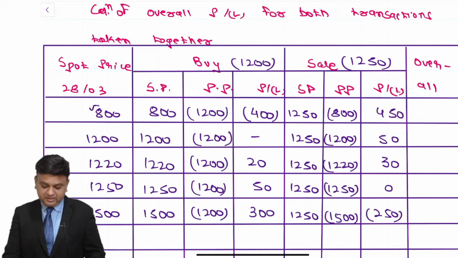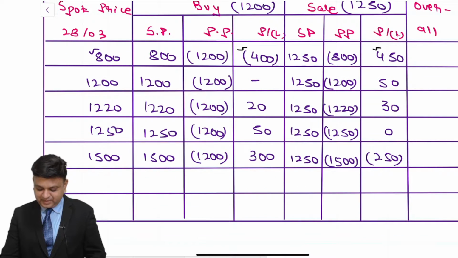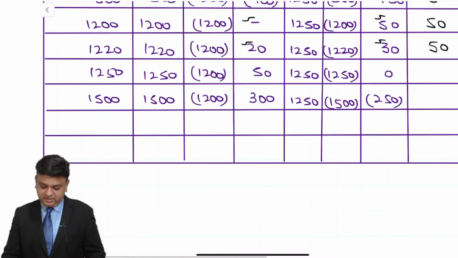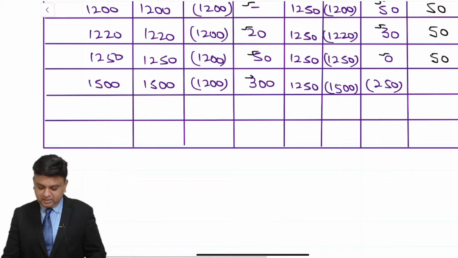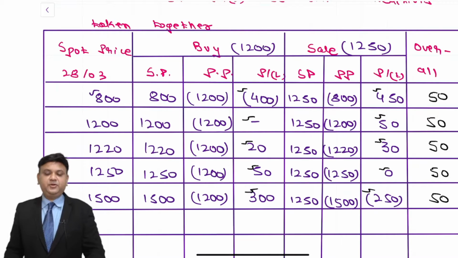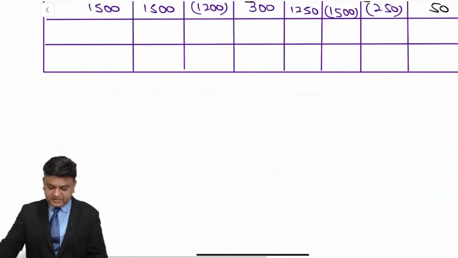So now what will happen? We can say 450 minus 400, so there is a profit of 50. 50 and 0, so it is 50. 20 and 30, so again 50. 50 and 0, so 50. 300 minus 250, so it is again 50. So overall there is a profit on a per share basis of 50 rupees.